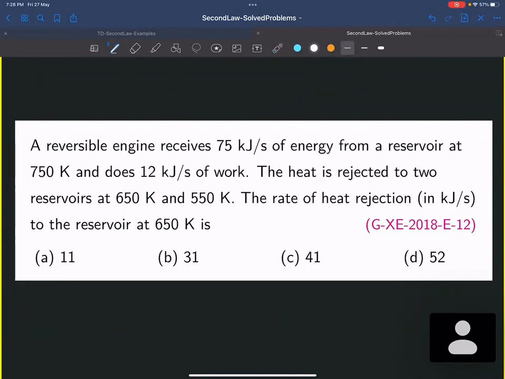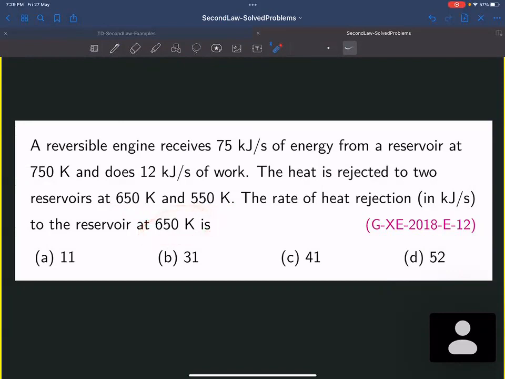A reversible engine receives 75 kilojoule of energy from a reservoir at 750 Kelvin and does 12 kilojoule of work. The heat is rejected to two reservoirs, one at 650 and another at 550. Normally, our heat engine deals with one heat source and one heat sink. Here we are dealing with 2 heat sinks. How much heat is rejected to the sink at 650 and how much to 550? That means we are asked to find the heat rejection to 650 Kelvin.